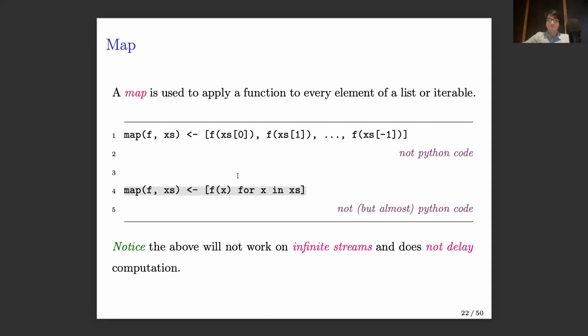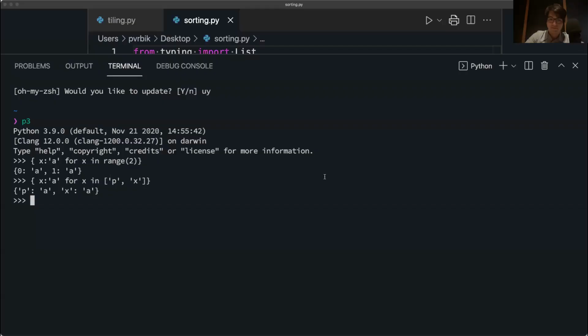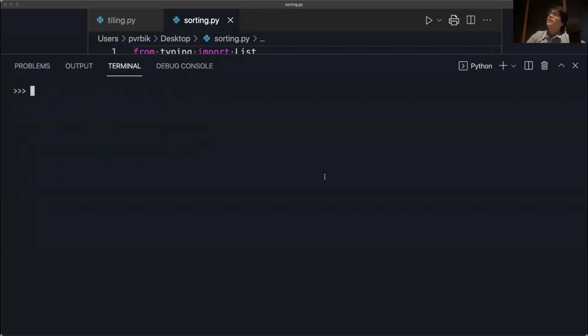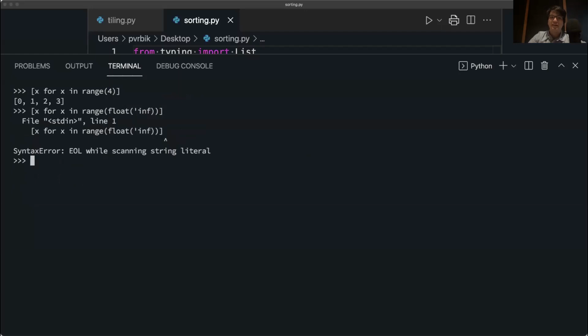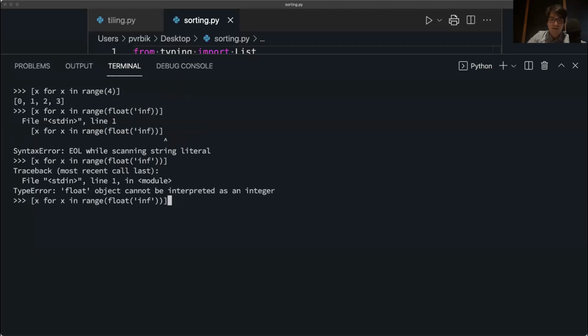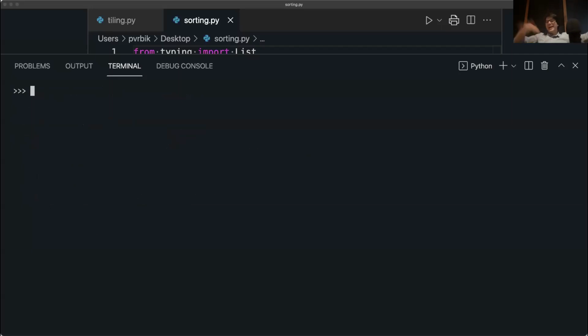If I put that in, okay, let's try this. How can I create an infinite iterator? When I do something like x for x in range 4, it really expands that. Now, I don't know if I can put float inf in here. Let's see. Can I convert that to an int? No. I'd have to build a custom one.